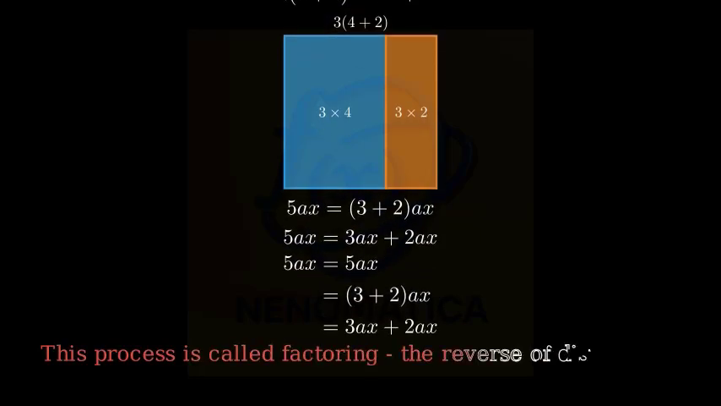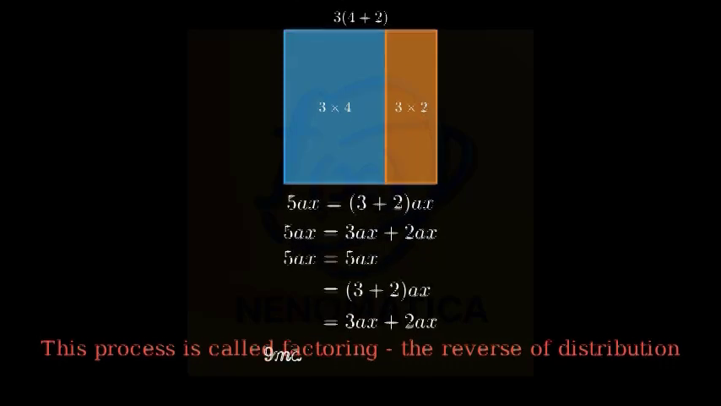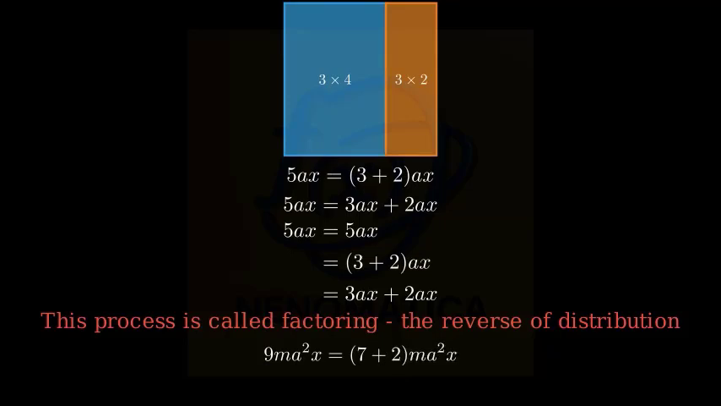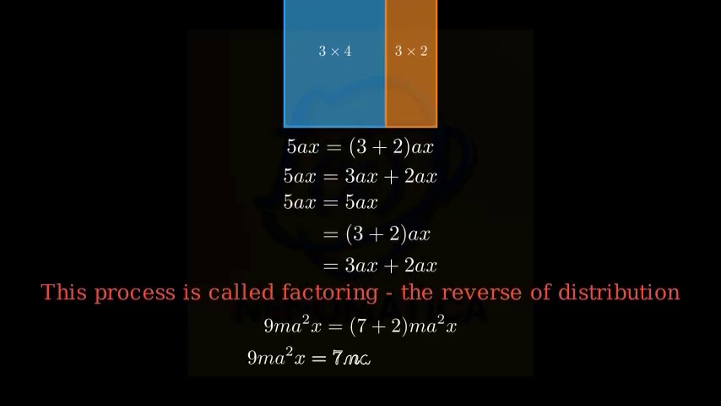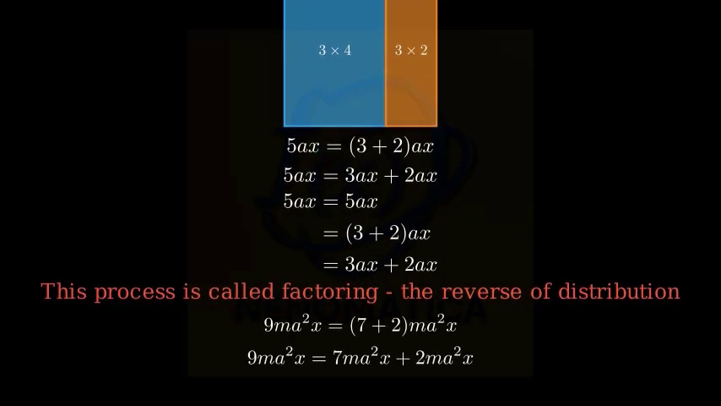This is actually the reverse of the distributive property, sometimes called factoring. Now, let's tackle the first practice problem from our exercise. We have 9ma squared x equals (7 plus 2) ma squared x. Using the distributive property, we can rewrite this as 9ma squared x equals 7ma squared x plus 2ma squared x.